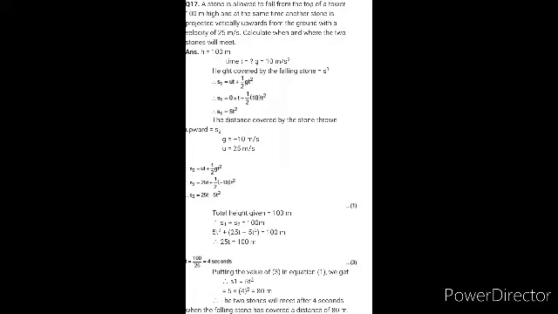Okay ji, moving on with question number 17. The next question or the second last question. A stone is allowed to fall from the top of the tower 100 meter high, and at the same time another stone is projected vertically upward from the ground with a velocity of 25 meter per second. Calculate when and where the two stones will meet. So we have to calculate when and where they are going to meet.